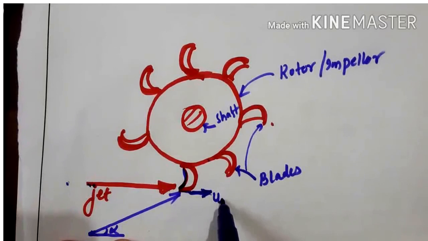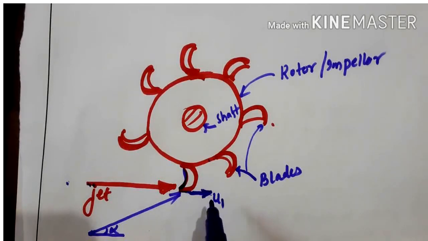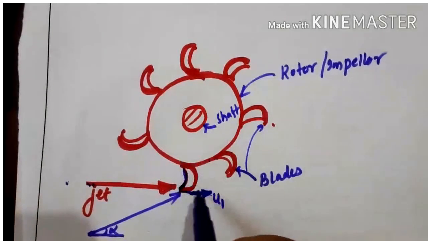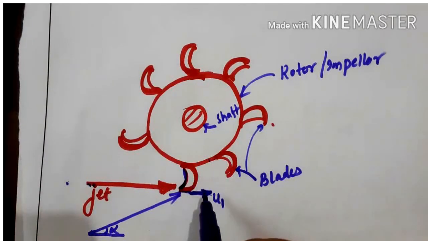This is given, that is u1, and it is not actually having a linear motion, but for a small amount of time during which the fluid jet strikes on it, it will be having a linear motion. Then it takes the rotary motion. Okay, I hope you understood this one.